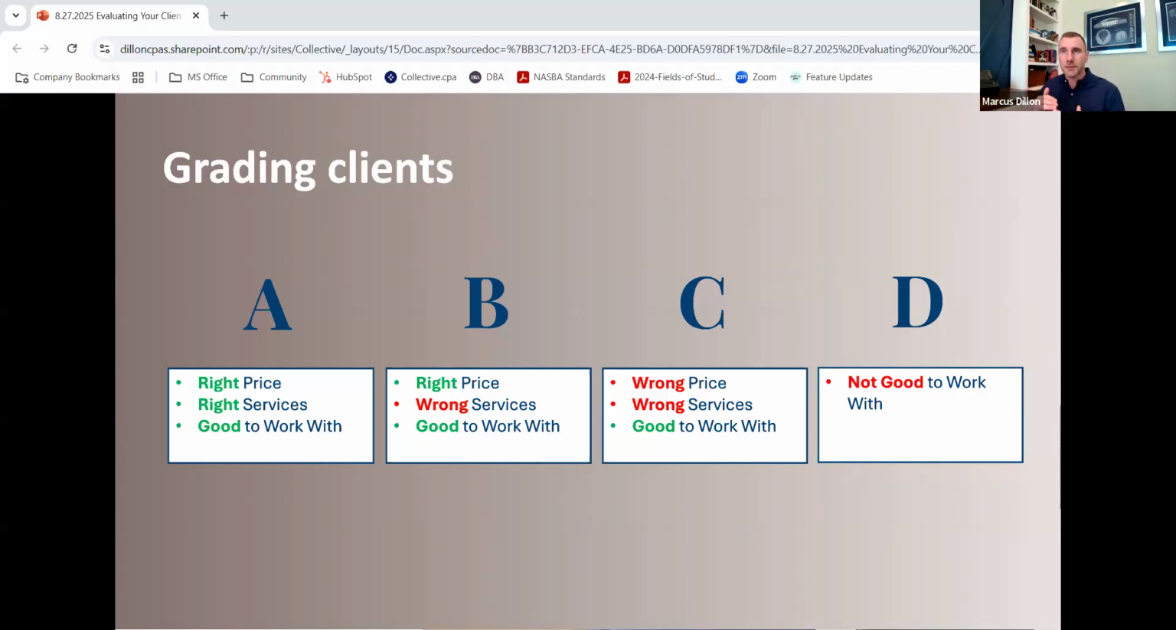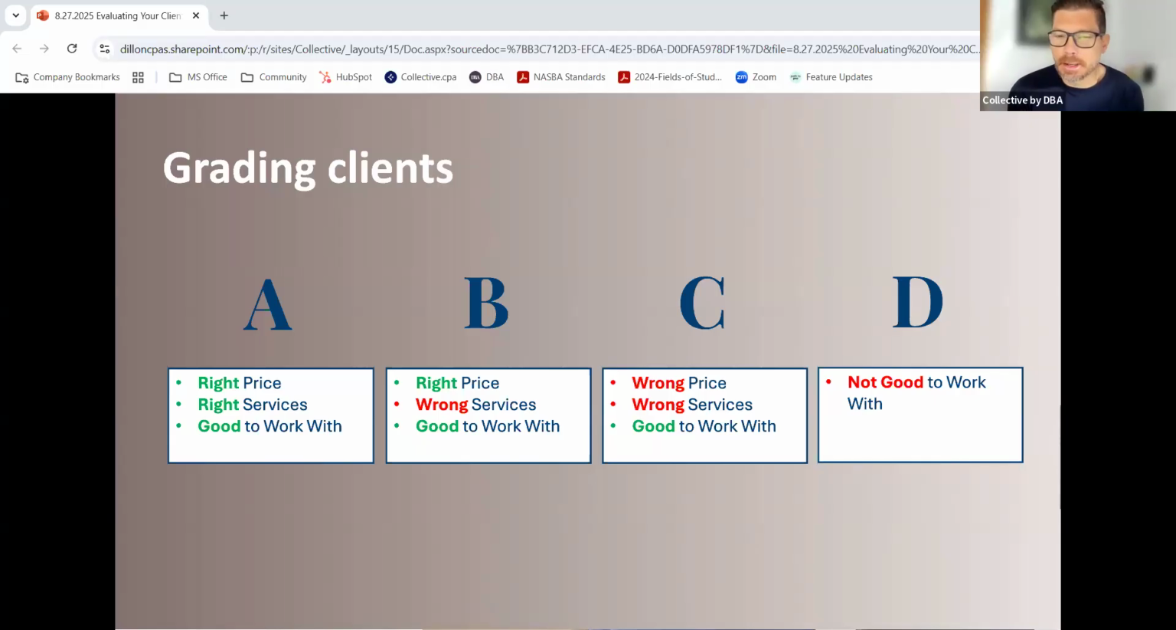So wrong price, wrong service, easy, 2 out of 3 don't fit. Those we're going to hold off to the side. And then D, these are just not good to work with. They're rude, they're difficult with your team, they don't take your advice, they just don't appreciate who you are. And I don't know about you, Ben, but I don't want to spend my time, I don't want to fill my capacity with people who aren't good to work with.